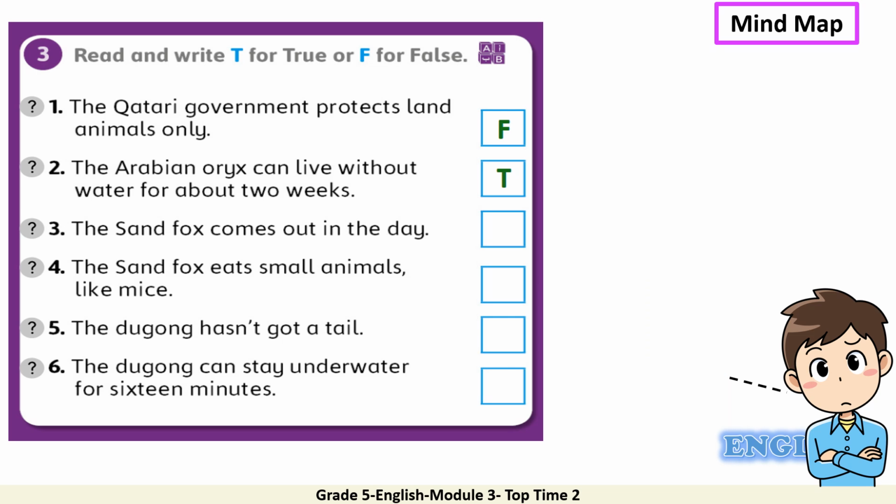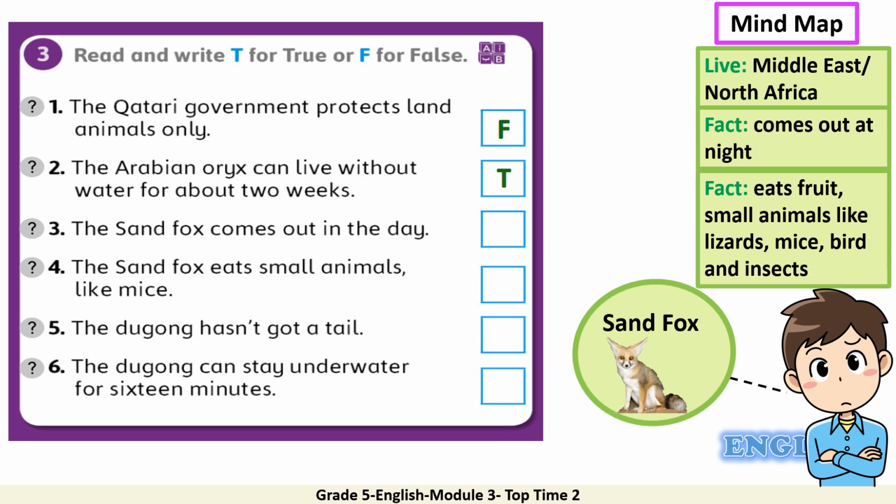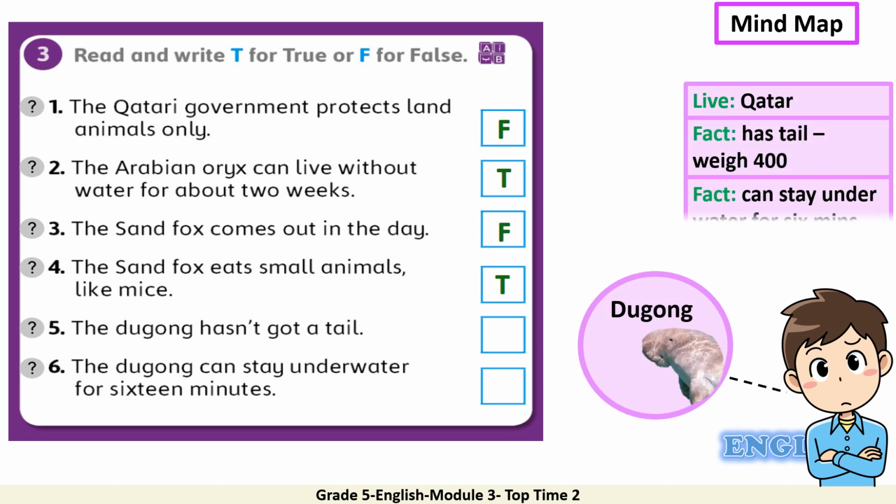3. The sand fox comes out in the day. What do you think the answer is? Very good. False. 4. The sand fox eats small animals like mice. And the answer is true. 5. The dugong hasn't got a tail. It's false. 6. The dugong can stay underwater for 16 minutes. And the answer is false.